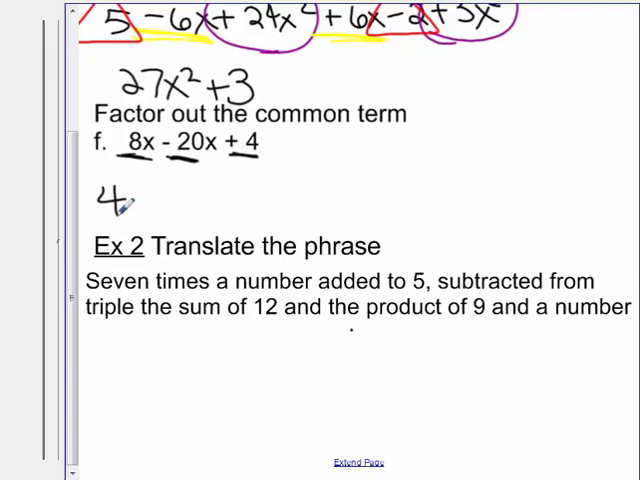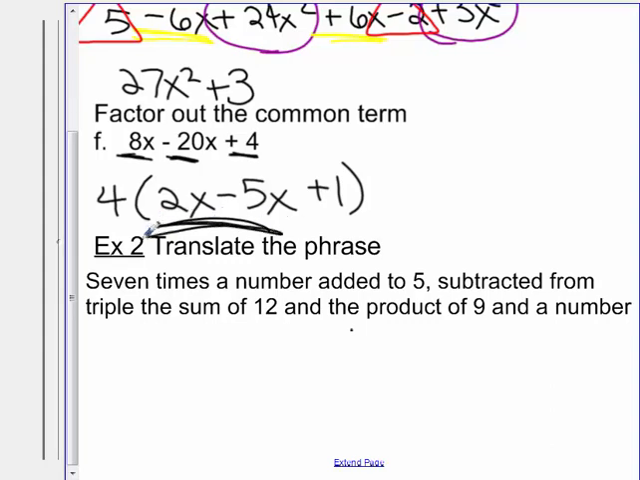So in F here, factor out the common term. We say the common term, what is in both of them? 8, 20, and 4, I can pull out a 4. So if I pull out a 4, 4 times what is 8x, that's 2x. 4 times what is a negative 20x, that's negative 5x. And then the one that people forget about, 4 times what is 1. I have to put the 1 there for the placeholder.